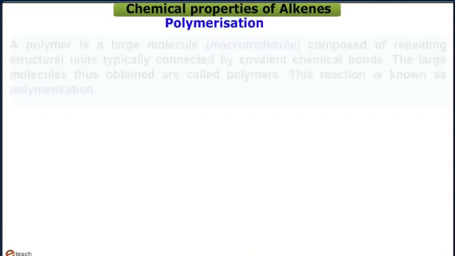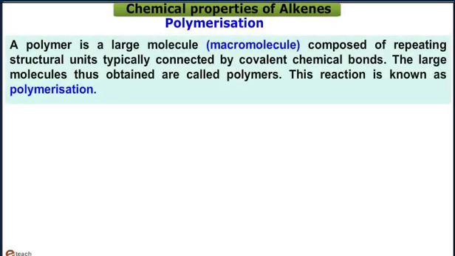Polymerization. A polymer is a large molecule, that is macromolecule, composed of repeating structural units typically connected by covalent chemical bonds. The large molecules thus obtained are called polymers. This reaction is known as polymerization.